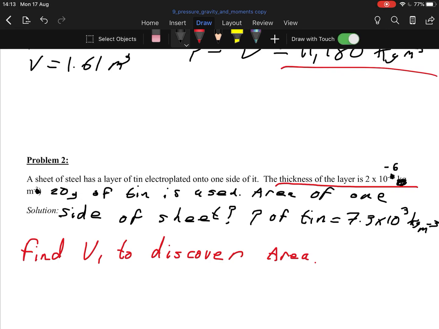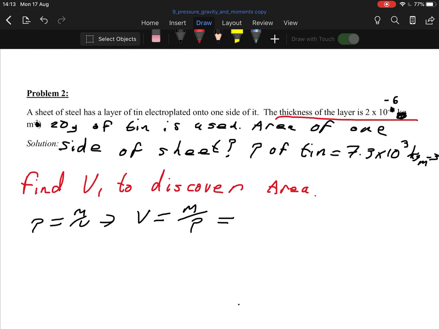So first things first, what is the volume? We know rho equals mass divided by volume, so therefore volume is equal to mass over rho. And we said the mass was 20 grams. All right, so hold on a minute, I forgot to do what I always say to do.